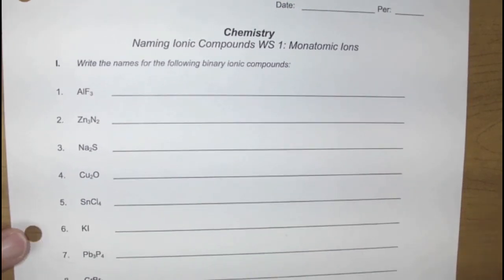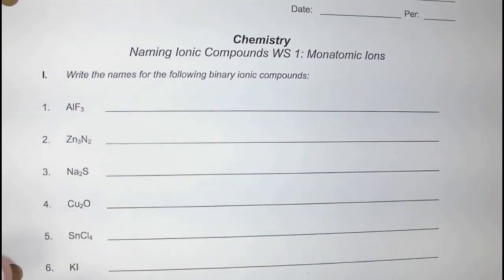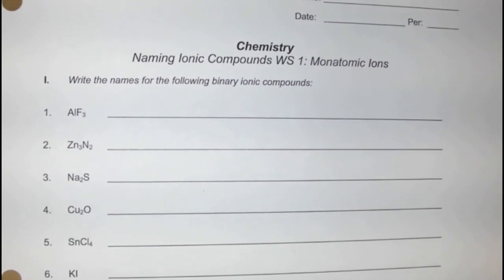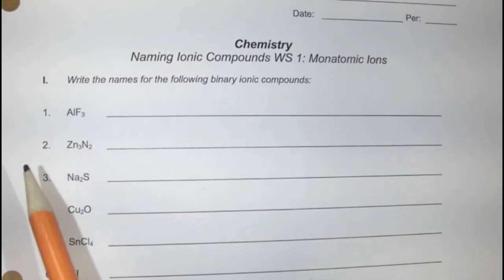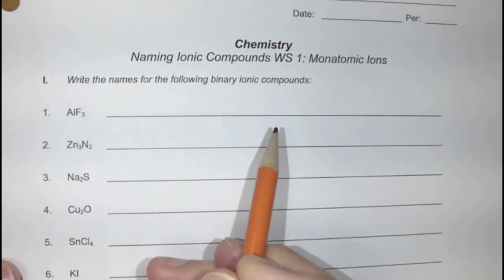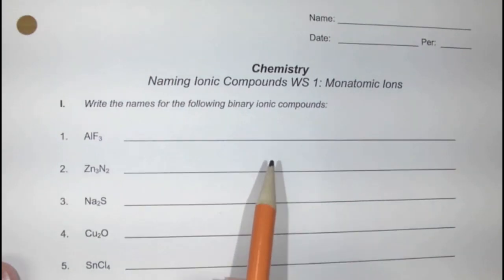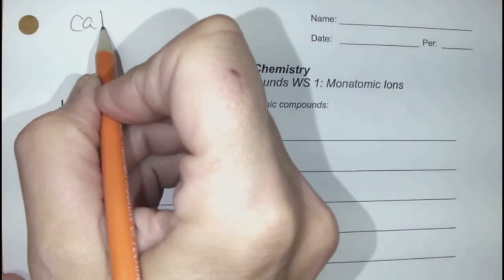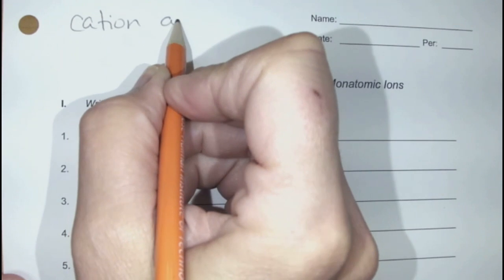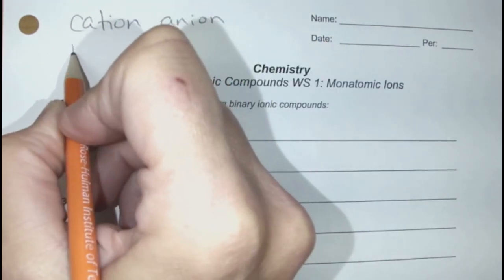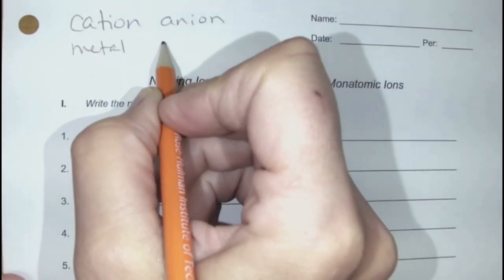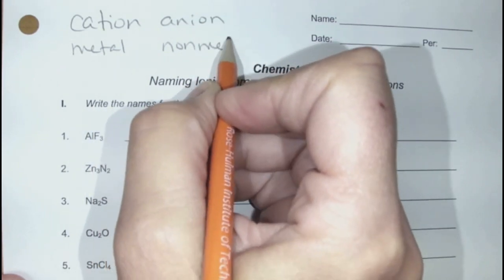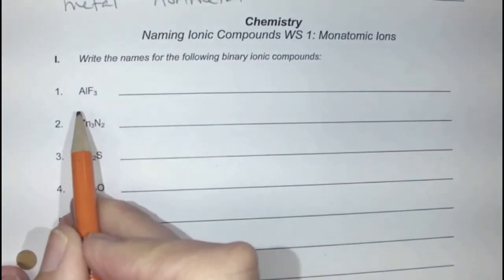Okay guys, I'm just making a quick video so I can go over the first 5 and the last 5. That was your homework assignment. So when we are naming ionic compounds, remember we're always going to name the cation and the anion. This is typically going to be a metal and then a non-metal. So that's what we have here.